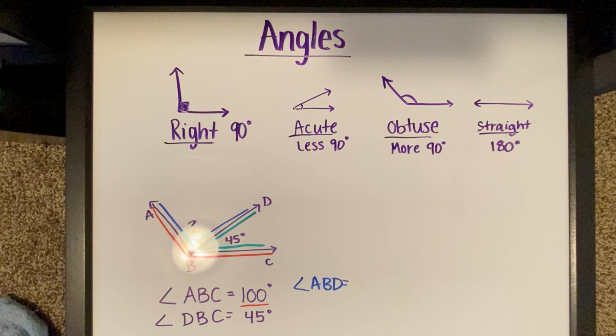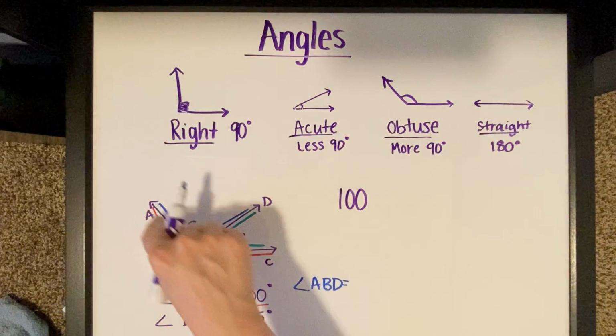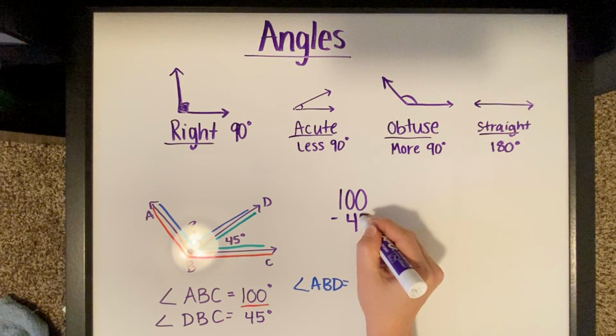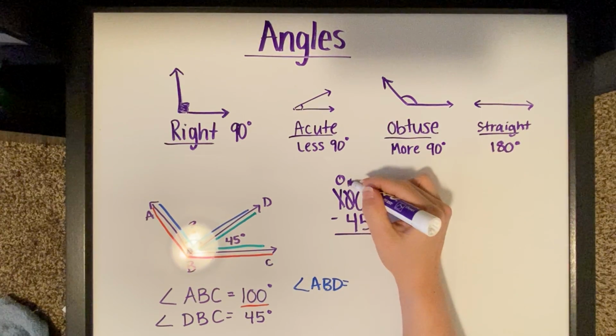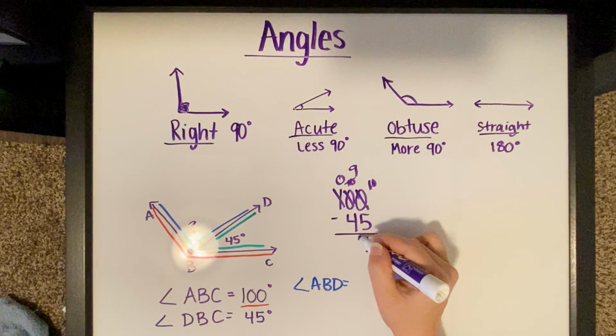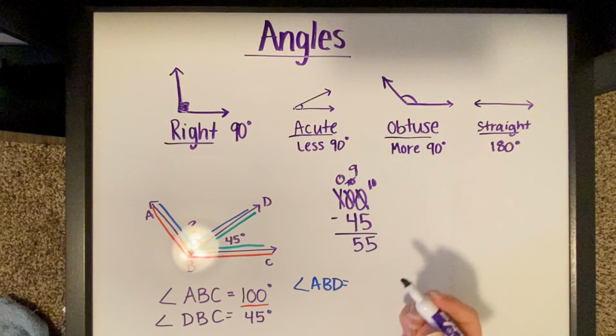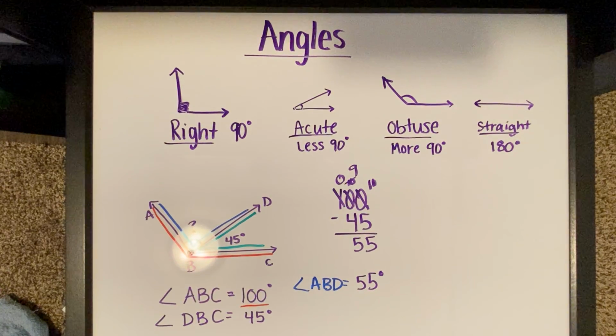One way that we do that is by either adding or subtracting. You can use either operation, it's just whatever is easiest for you. For me, it's easiest to subtract from my total angle. So I know that my total angle is 100 degrees, and I am going to subtract the 45 that I know is there. When I do this subtraction, I have to remember to do the regrouping. And 10 minus 5 is 5, 9 minus 4 is 5, 0 minus nothing is 0. So I know that angle ABD is 55 degrees.